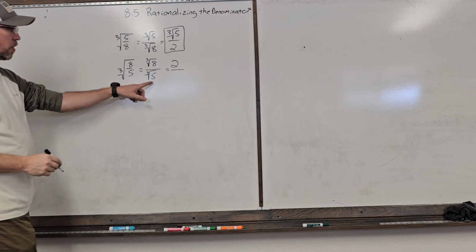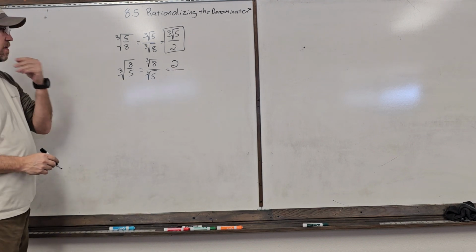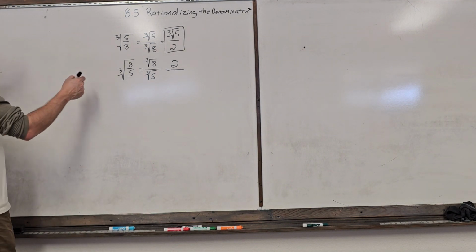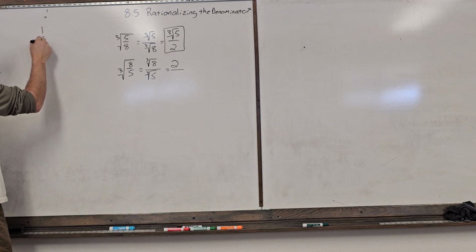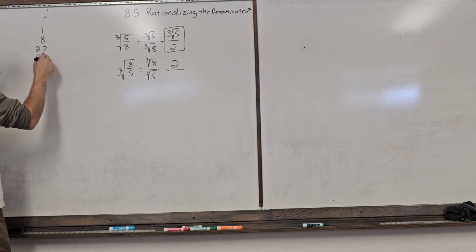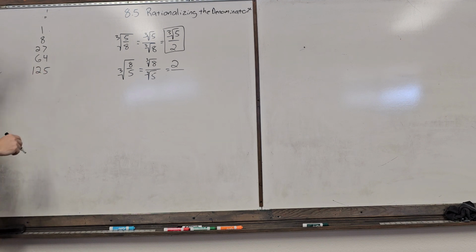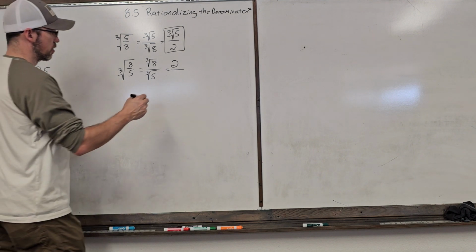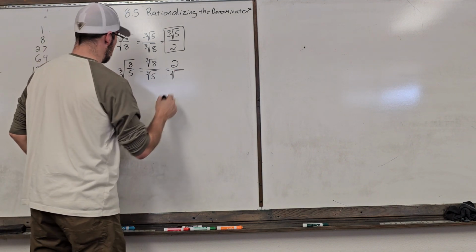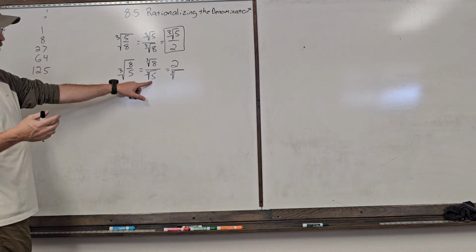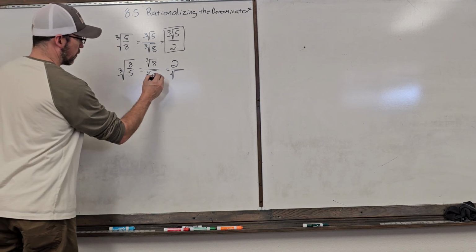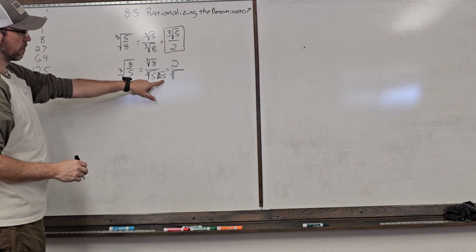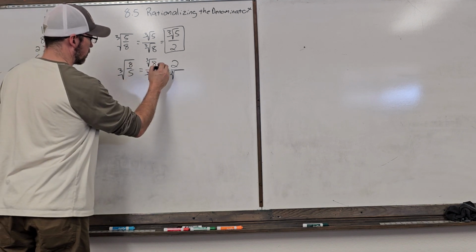The bottom, I've got to multiply it by something that will make this underneath a perfect cube. If I've memorized those perfect cubes, I know that 1 cubed is 1, 2 cubed is 8, 3 cubed is 27, 4 cubed is 64, 5 cubed is 125. So I need to make this into 125 underneath the cube root. So I'm taking 5 and multiplying it times itself 3 times. I already have one of them, so I've got to multiply that times the cube root of 25. Whenever I multiply the bottom by something, I've got to multiply the top by it.